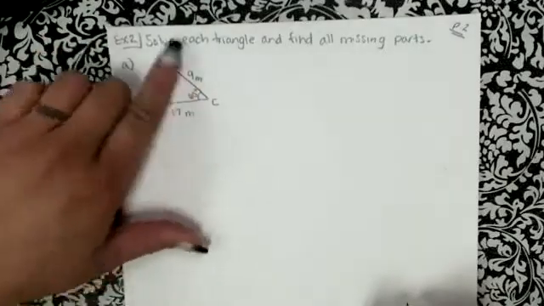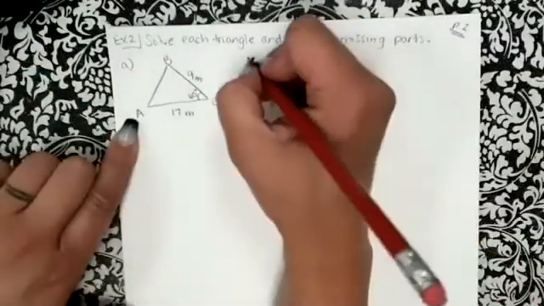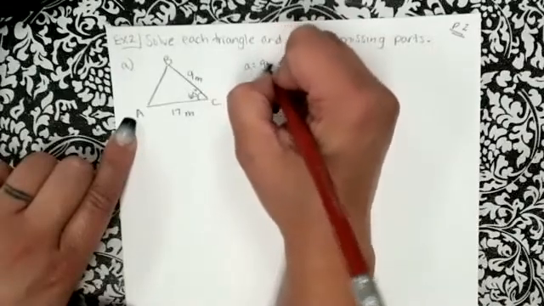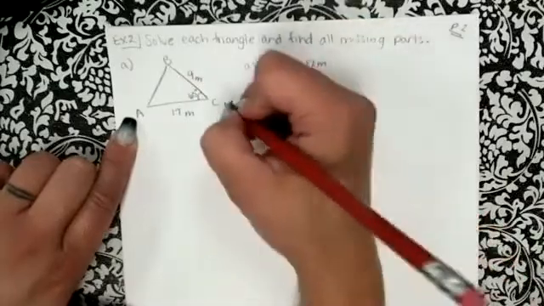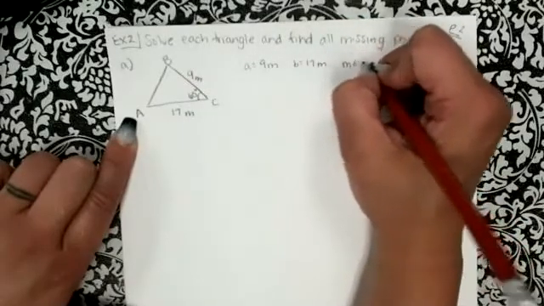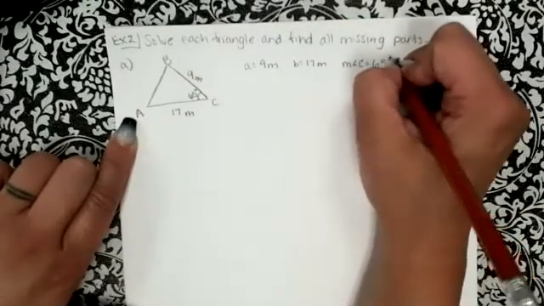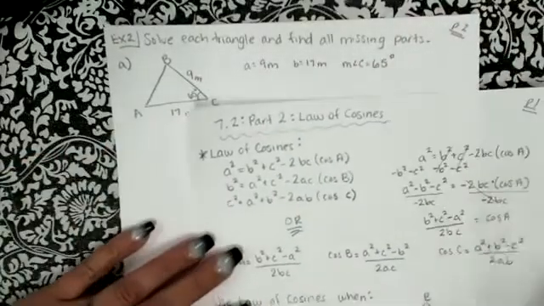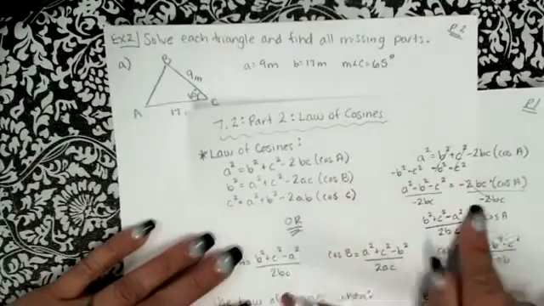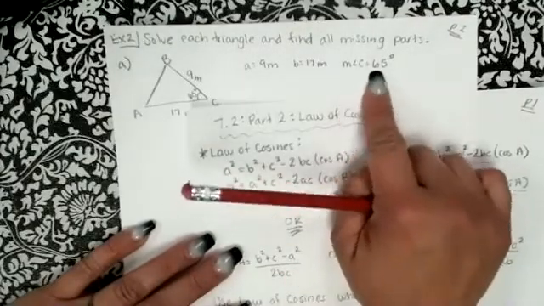Now I'm going to write down all the information that I know. I know that side A is 9 meters. Side B is 17 meters. And the measure of angle C is 65 degrees. I'm going to go back to my formulas. Now I know the measure of angle C.